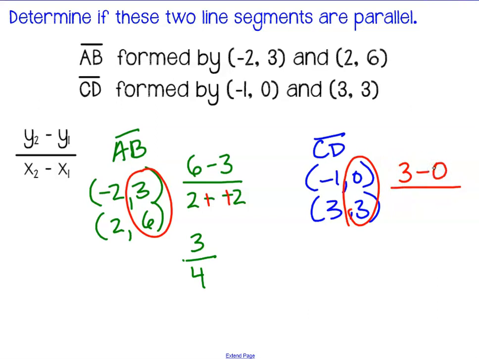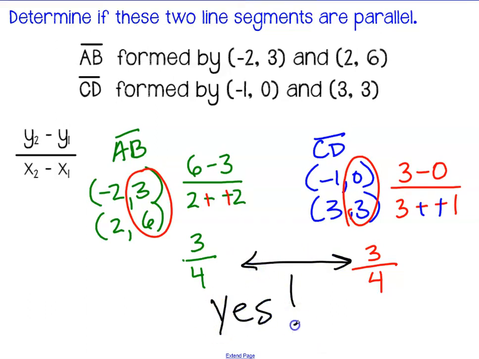So 3 minus 0, and 3 minus negative 1. 3 minus 0 is 3, and 3 minus a negative 1 is 3 plus 1, which is 4. And these two are indeed the same fraction. So the answer is yes. These two segments are parallel.